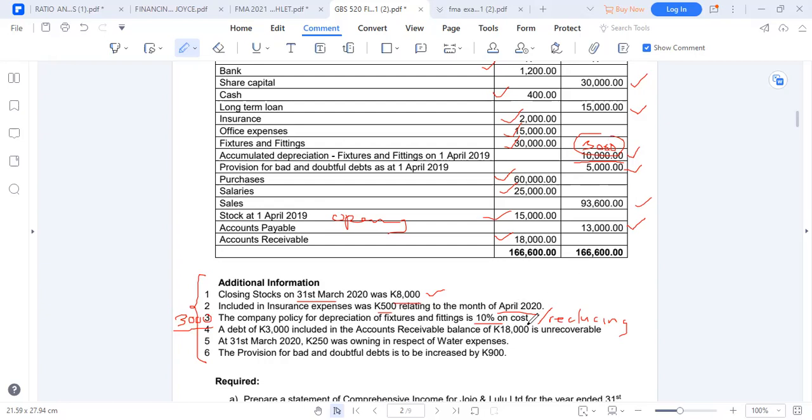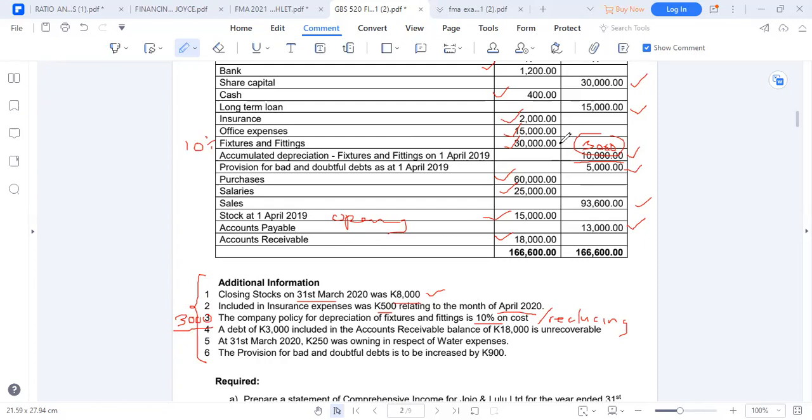So we're using 10% on cost because directly you multiply by 10%. If they told you to calculate 10% on reducing balance, you first subtract 30 minus the 10 to get the net value of these fittings and fixtures, which is 20,000. Then that's when you calculate the 10%. This is when you see the words on reducing balance. But if it gives you 10% directly on cost, just multiply 10% by 30,000. I think that is what I needed to explain, which is very important.